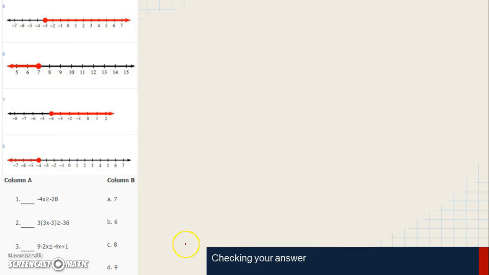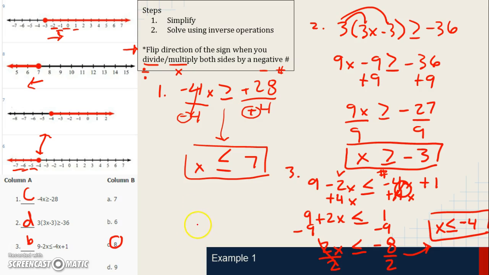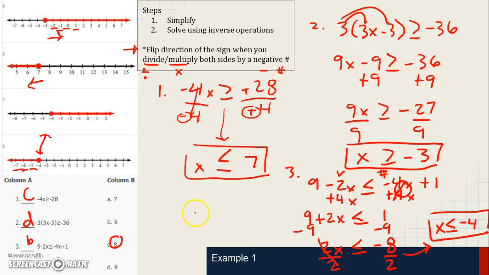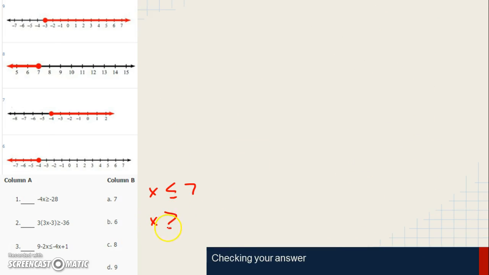Now real quickly, I'm going to write down the answer. So we have x is greater than negative 3. And what was the last one? x is less than or equal to negative 4.